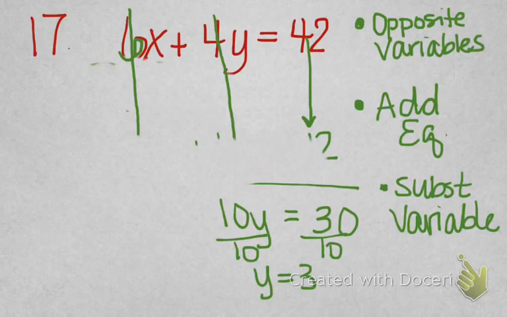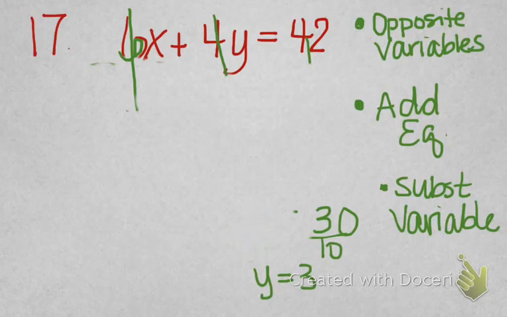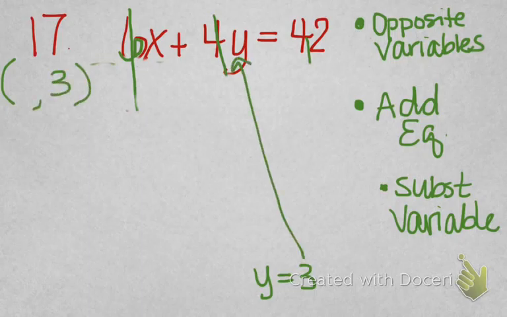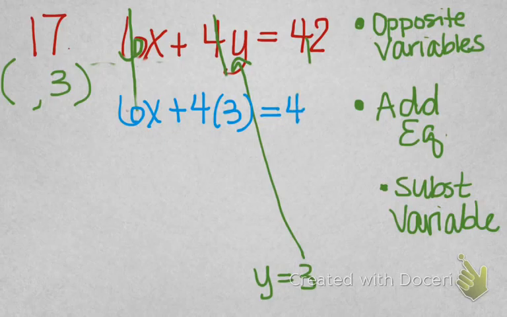So let me erase this stuff so that I have some room to write. I'm going to take this 3, which is my y value, so I might even start my ordered pair. I have the 3, and I'm going to plug that in for y here. So this equation now will become 6x plus 4 times 3 equals 42. Now I'm trying to solve for x, so I have to multiply here first. So 6x is equal to 12.